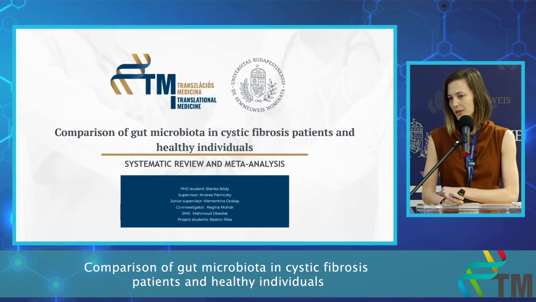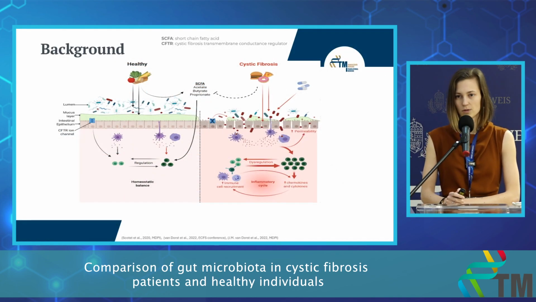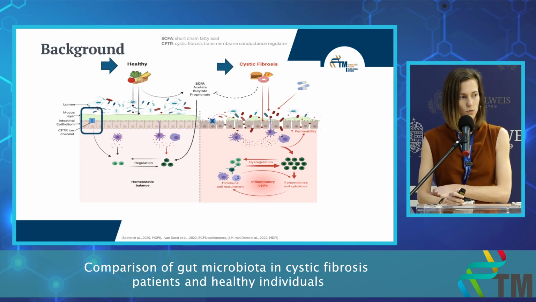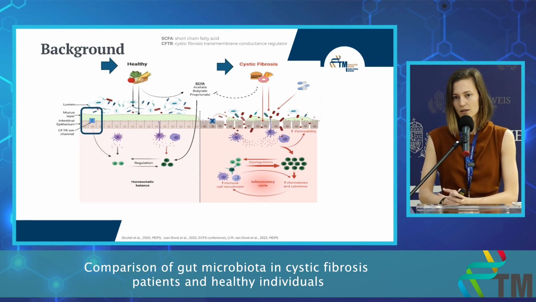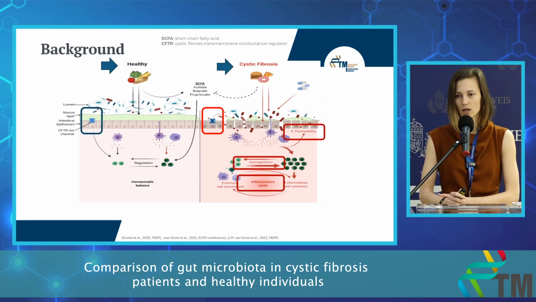The first one is the comparison of gut microbiota in cystic fibrosis patients and healthy individuals. Here you can see the gut wall of a healthy individual and a cystic fibrosis patient, as the CFTR channel works just fine in an otherwise healthy individual. It is dysfunctional in a CF patient. It results in several local and systemic complications, including a continuous inflammatory cycle.